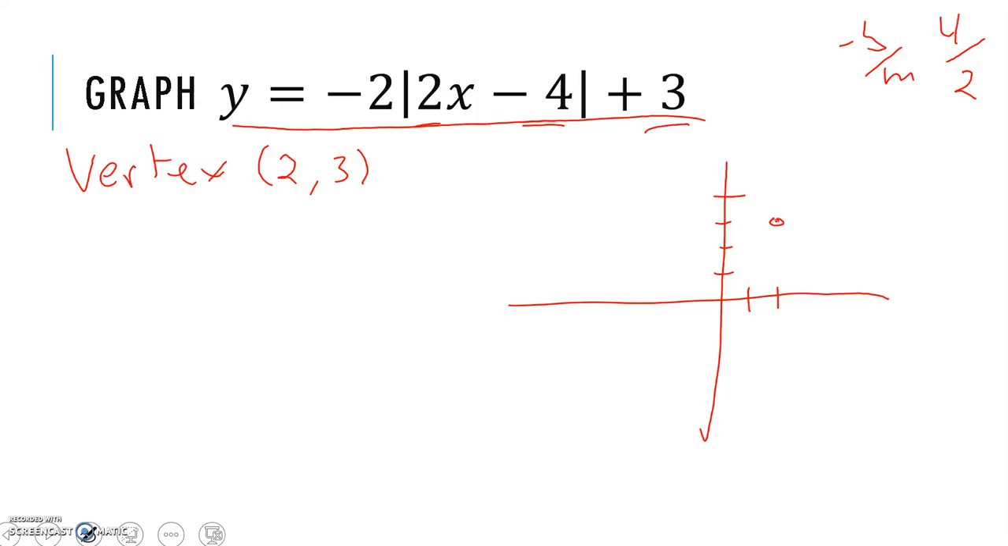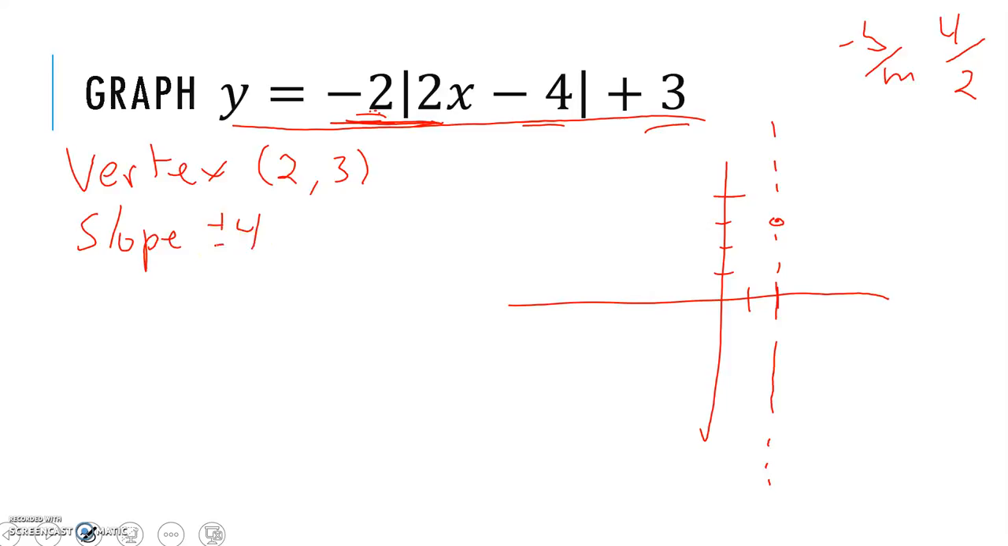But then we want to figure out first of all whether it's going to open up or down. Because the a value is negative, we know this is going to be a v that opens down. But how fast down is it going to be? What are the slopes of these two lines? To find the slopes, again, we're going to multiply the a and the m together. They're a -2 and a +2, and if we multiply them together, we get 4. So our slopes are going to be plus and minus 4.